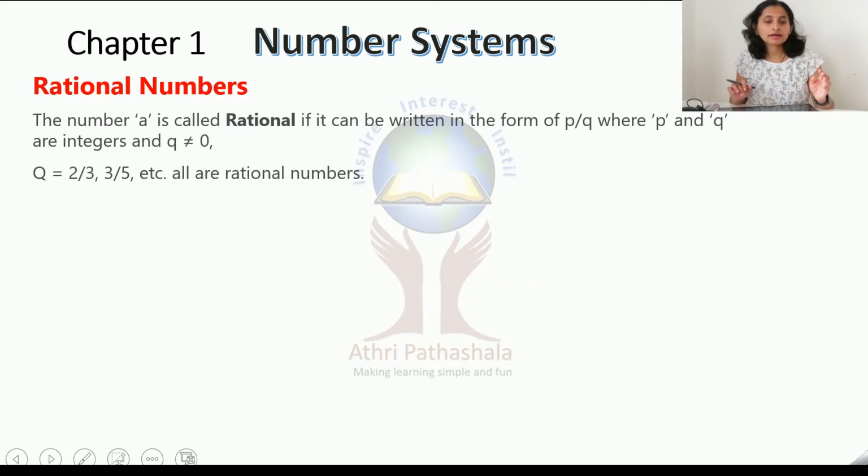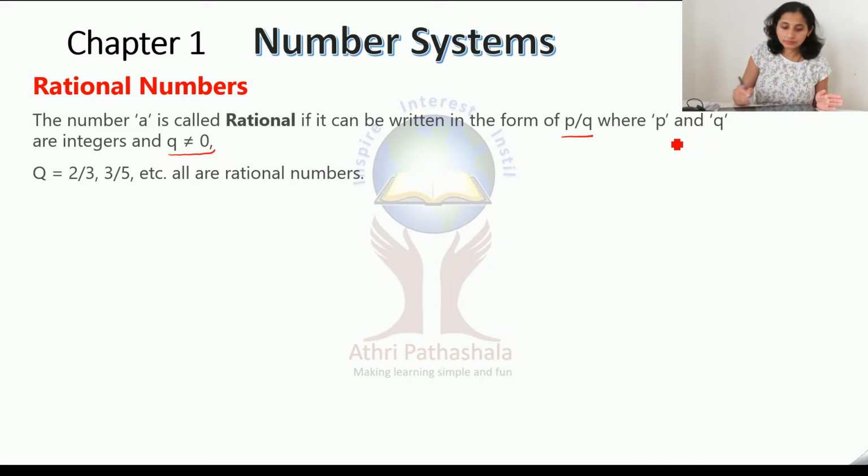Next comes rational numbers. Rational numbers means a number that can be written in the form p by q, where p and q are integers and q is not equal to 0. Examples: 2 by 3, 3 by 5, -1 by 2, 0, 1, 1 by 2, 2 divided by 1 etc. are all rational numbers, and it is denoted by Q.